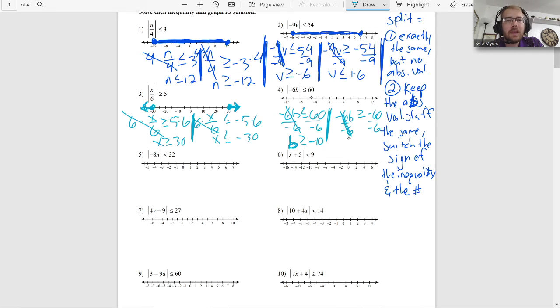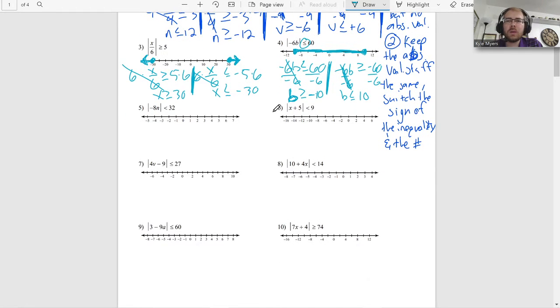Here, same thing, except besides switching the sign, I have a negative divided by a negative this time, which is a positive. So b is greater than or equal to negative 10 and less than or equal to 10. Since this was a less than sign, it's what they only have in common again. Okay, it's an and. It functions like an and compound inequality. All right, so this one's an and.